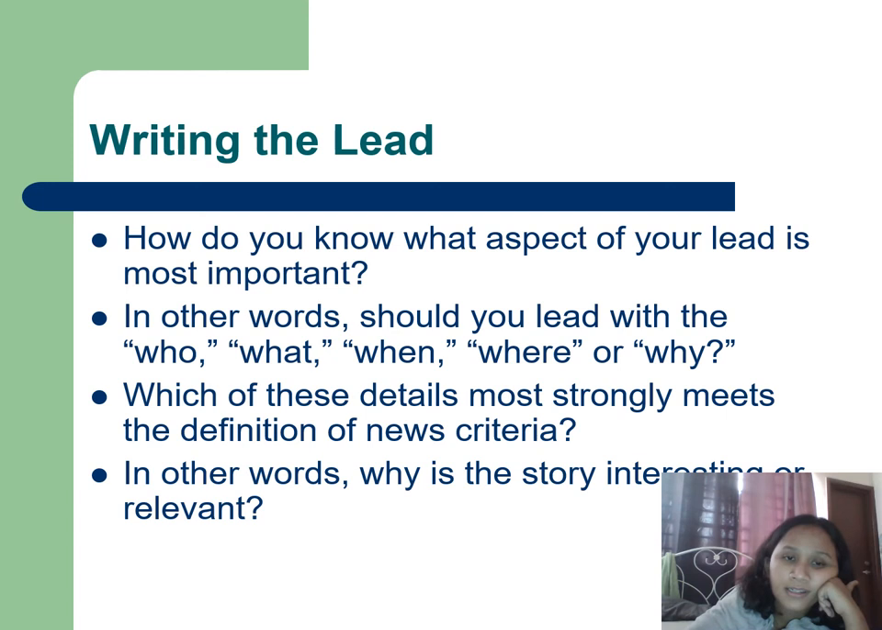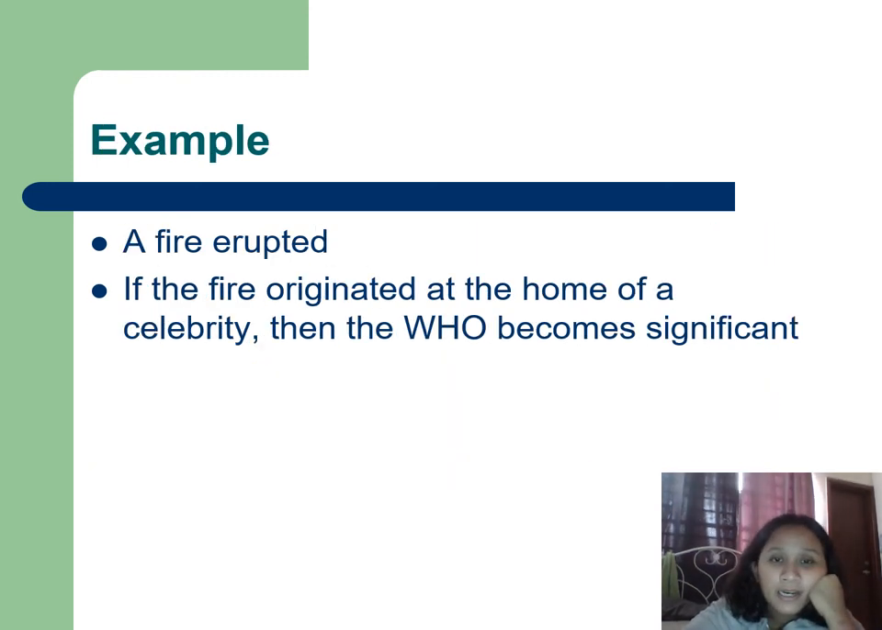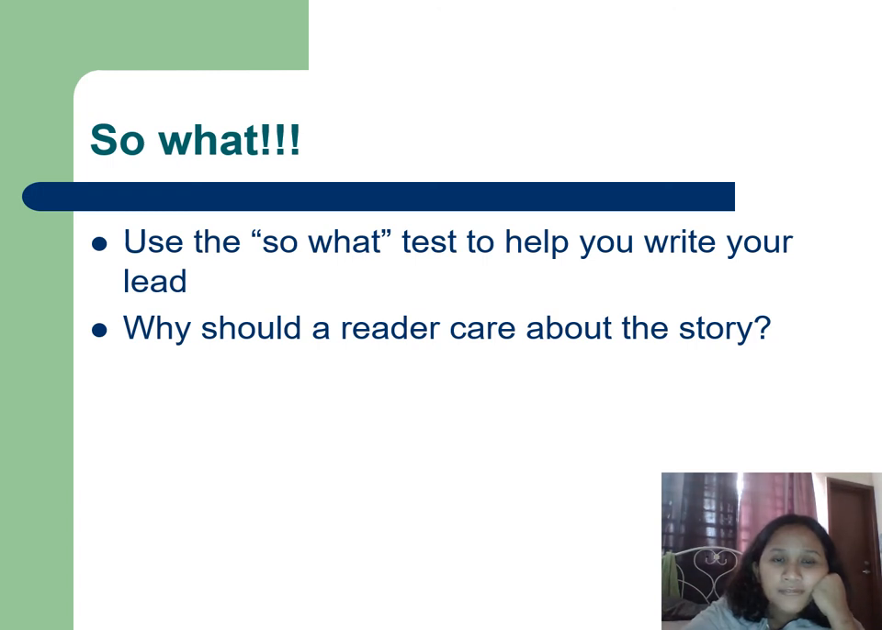Okay, and writing the lead, how do you know what aspects of your lead are most important? In other words, should you lead with the who, what, when, where, why? Which of these details most strongly meets the definition of your news criteria? So you must always ask yourself the 5W and 1H before you write your story so that you know which information is important. So for example, when you are on site and trying to find a story, you must ask yourself these 5W and 1H questions. Okay, and we have the so what.